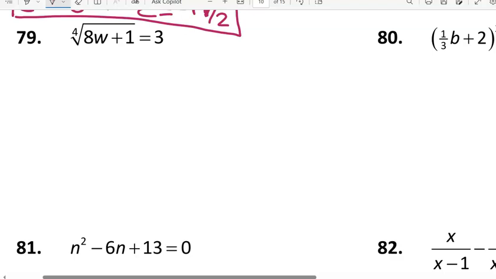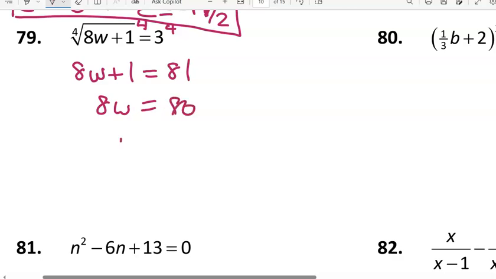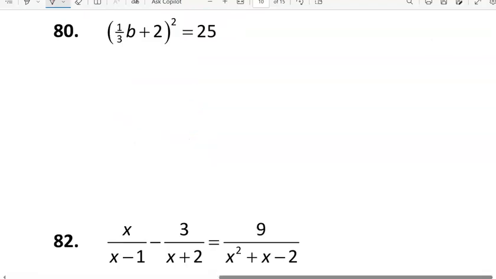We can undo a fourth root by raising both sides to the fourth power, and that will undo the root. And 3 to the fourth power is 81, so 8w is equal to 80, and w is equal to 10. We can double check that result. If we double check that result, 8 times 10 plus 1 is 81, and the fourth root of 81 is 3. Check.